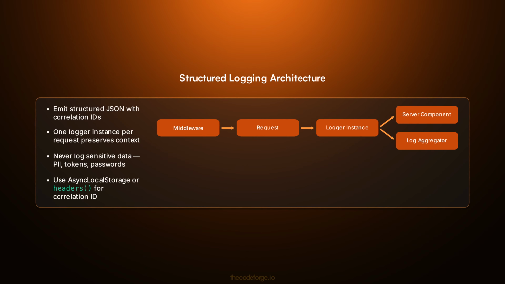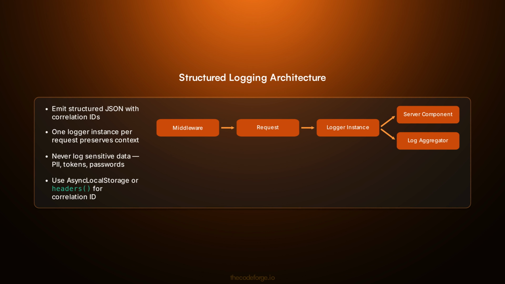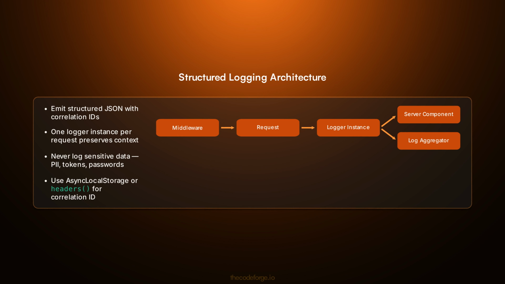Production logging in Next.js requires a unified approach across server components, route handlers, server actions, and client components. Server-side logging should emit structured JSON with correlation IDs, request context, and severity levels. The correlation ID pattern is non-negotiable for production debugging. Generate a unique ID per request in middleware, attach it to the request context via async local storage or headers, and include it in every log entry and error report.